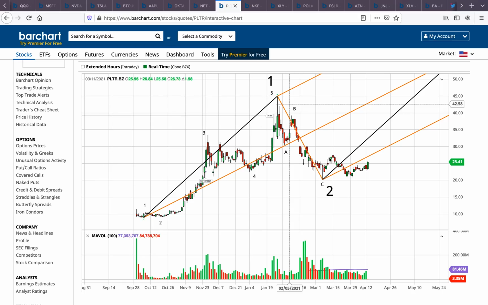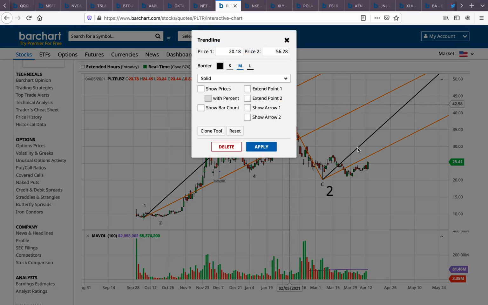The length of wave 1, placed at the wave 2 low, will take Palantir all the way to 56, so long as 20 holds as the low. So I love Palantir right here, so long as 20 is holding as the low. This is going to be a huge software name to watch in the future.